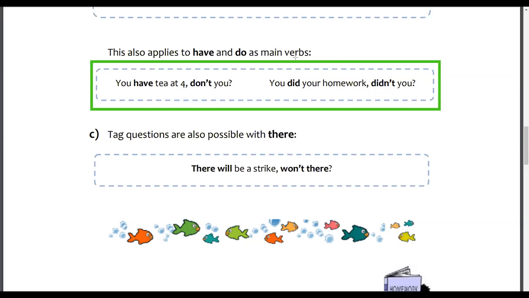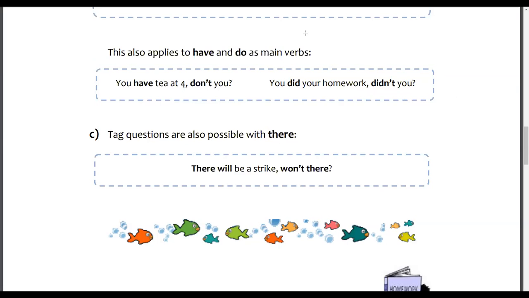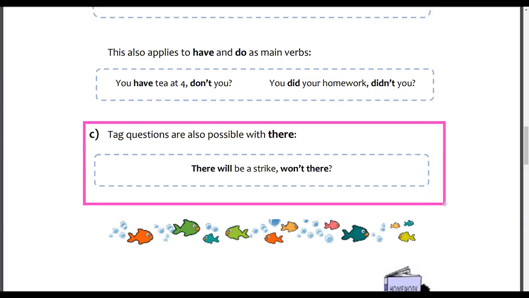Now here it is very important for you to always remember this. Tag questions are also possible with there. So you have not only all 12 verb tenses and auxiliaries, but you also have this there is and there are form, either in the present simple, past simple, continuous, or whatever. So in this section, you do the following. Tag questions are possible with there.